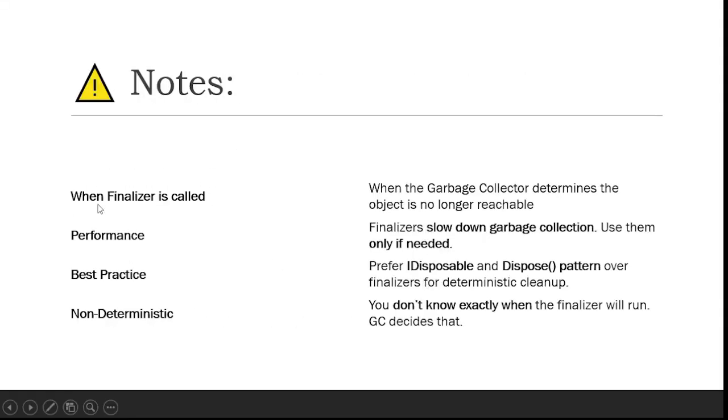So there are some notes. The finalizer is called when the garbage collector determines the object is no longer reachable. Performance: finalizers slow down garbage collection, so use them only if needed. Best practice: prefer IDisposable and the Dispose pattern over a finalizer for deterministic cleanup. So there is an alternate way: you can also use the IDisposable interface to call the Dispose method of that interface.